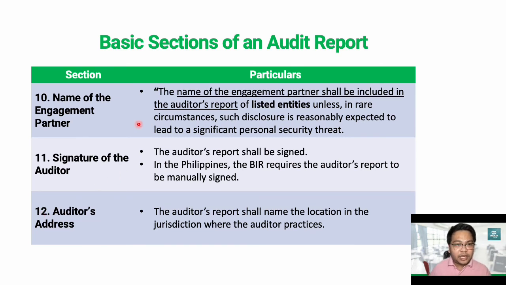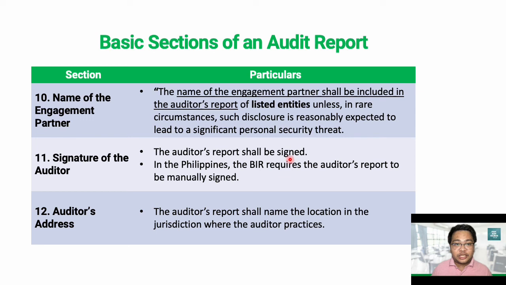And the next, we have the name of the engagement partner. The name of the engagement partner shall be included in our audit report of listed entities. It is required to be disclosed, the exception being in rare circumstances where disclosure is reasonably expected to lead to a significant personal security threat to the auditor. And then followed by the signature of the auditor, the next section.